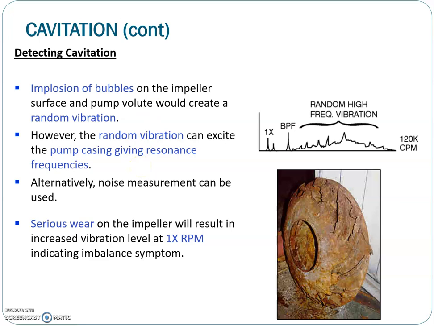Alternatively, noise measurement can be employed in detecting cavitation. A serious wear on the impeller due to cavitation will result in an increase of one-time RPM vibration amplitude, indicating the imbalance symptom.